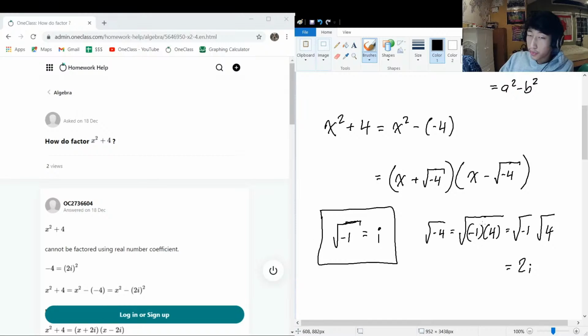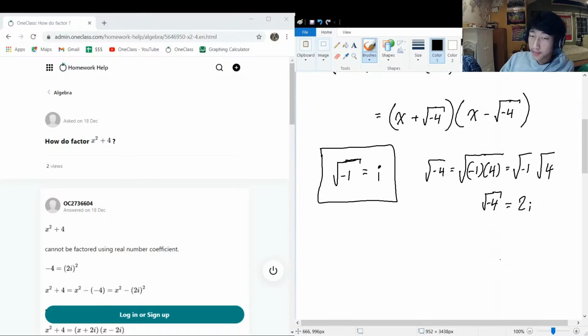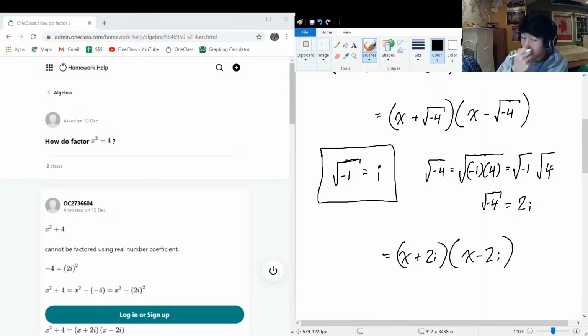Okay, so if we were to put these into our equation, putting these back into our equation, we'll have this: x plus 2i, x minus 2i. Okay, now let's multiply them back together to see if this is a reasonable way to factor them together.